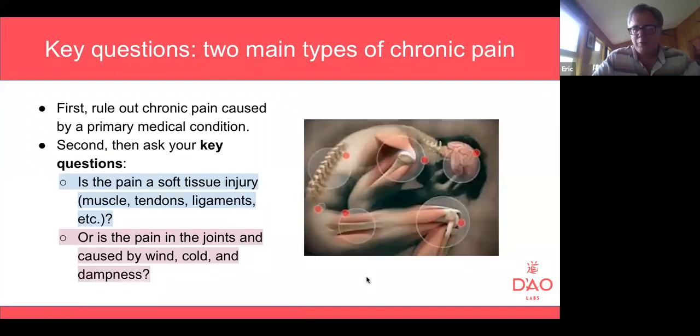So for me, and this is my personal practice, but I've just found it absolutely essential, and this has been my bread and butter, if you will, in the clinic treating chronic pain, there are a couple of questions you want to ask. So first, when a patient comes into your clinic, you want to rule out chronic pain caused by a primary medical condition. If it's menstrual pain or something like that, we want to treat those problems. If the pain is really secondary to something else that's going on, then yes, your focus needs to be on that primary condition.